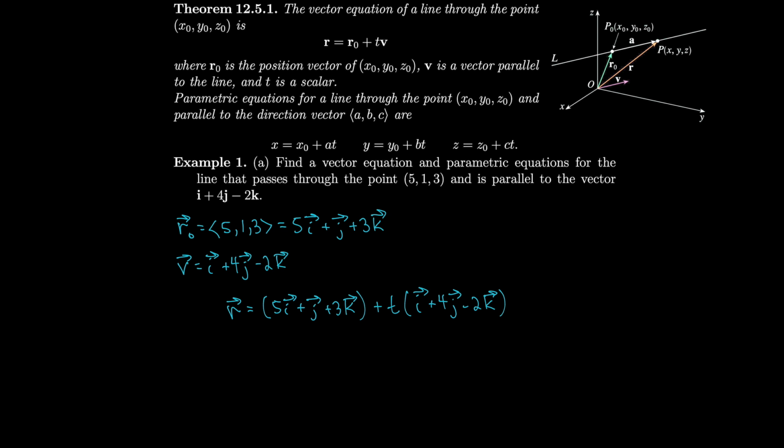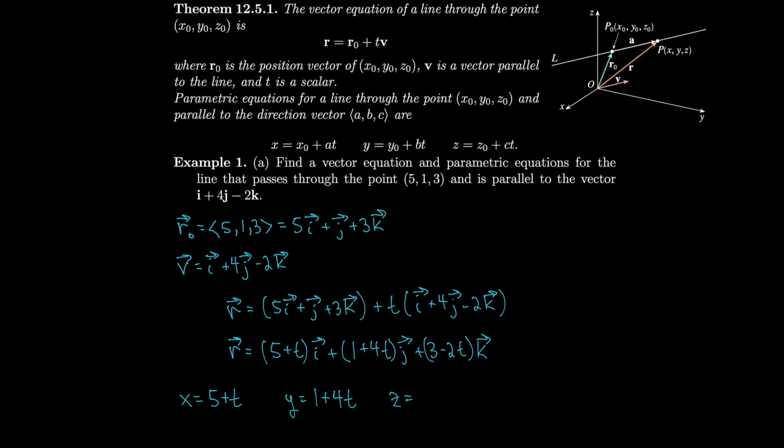We can group together our i, j, and k's to get another equation for r: 5 plus t times i, that's the i component of r, and then 1 plus 4t times j, and 3 minus 2t times k. If we want parametric equations, that's just x equals 5 plus t, y equals 1 plus 4t, and z equals 3 minus 2t.